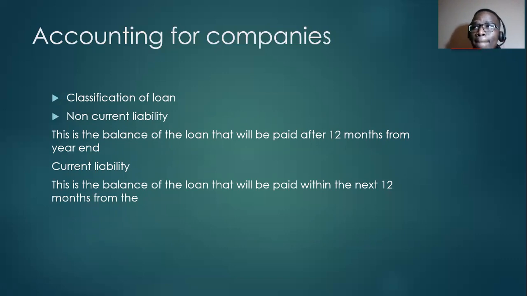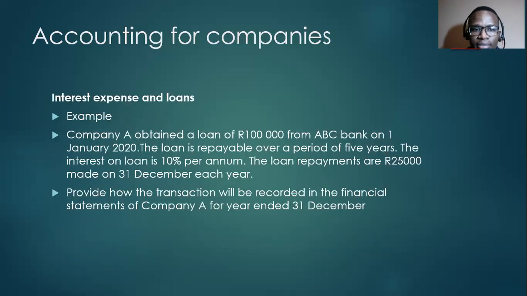So if you know that today is the year end and in the next financial year, I'm going to pay 4,000 rand, it means your current liabilities is going to be that 4,000 rand minus the interest for that year. Remember, we said a payment of a loan is the principal amount plus an interest, but we'll see that when you're going to do an example.